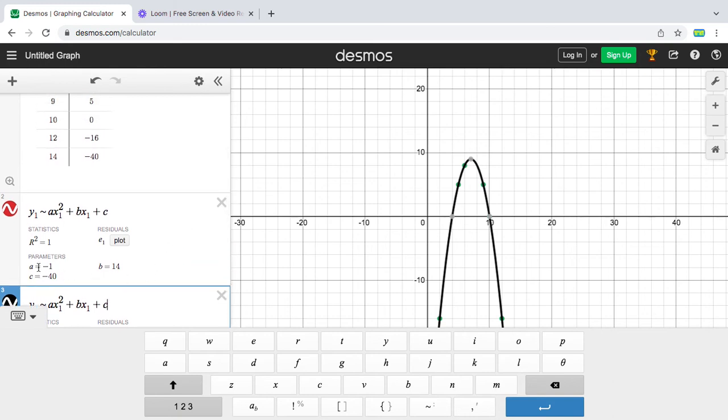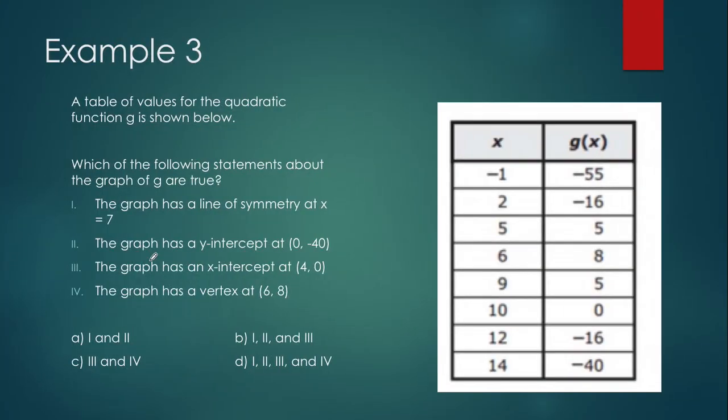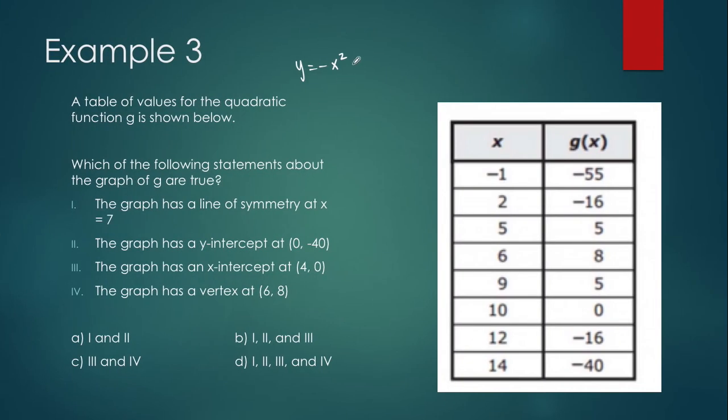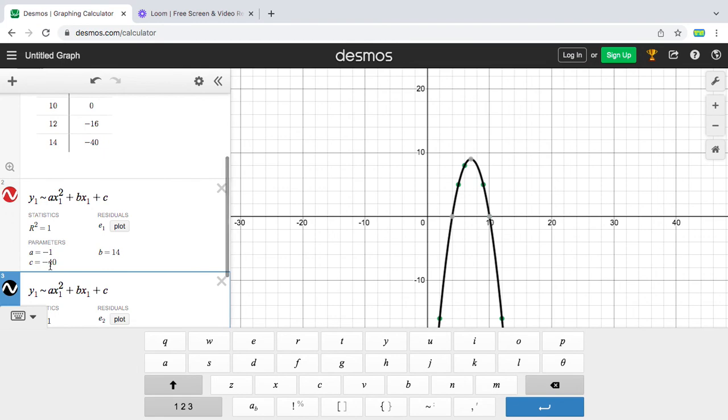Oh, beautiful. So you notice all the values are whole numbers. So we have the equation y equals negative 1x squared plus 14x plus 40. Oops, I think I lied. Minus 40.